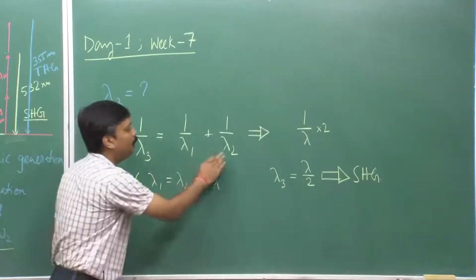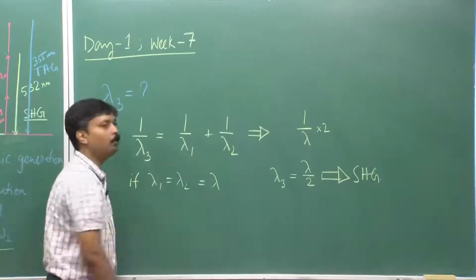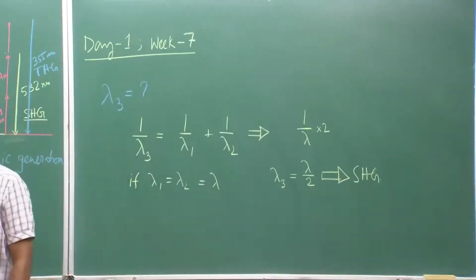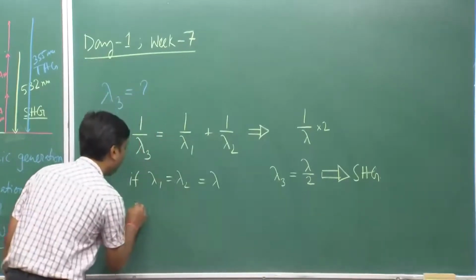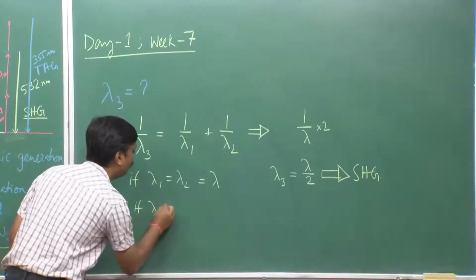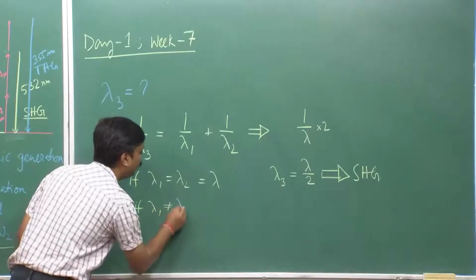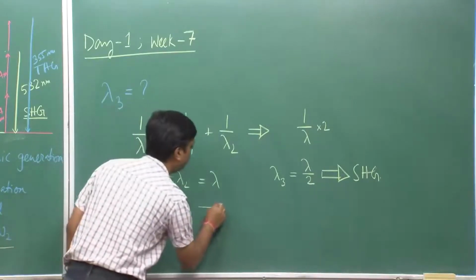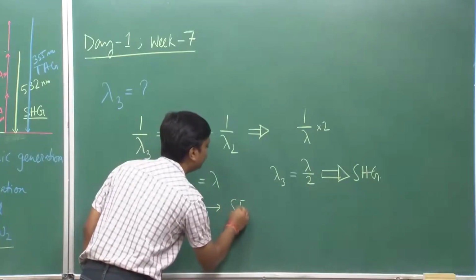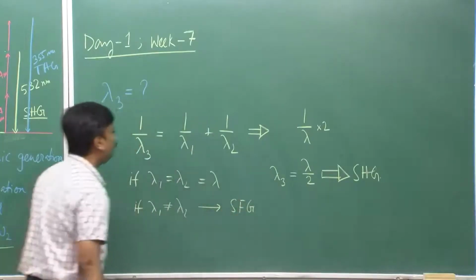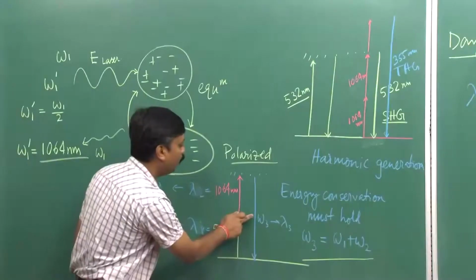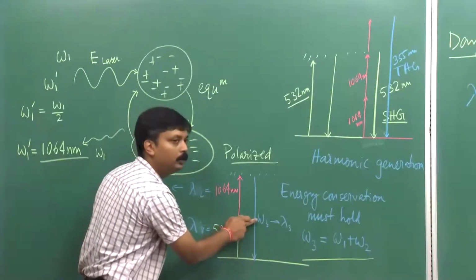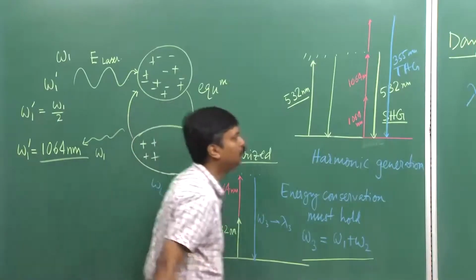When lambda 1 and lambda 2 are different, this particular process is known as sum frequency generation. So, in general, if lambda 1 is not equal to lambda 2, this one will give me sum frequency generation. Okay. And in this way, you can calculate the frequency of this particular photon.